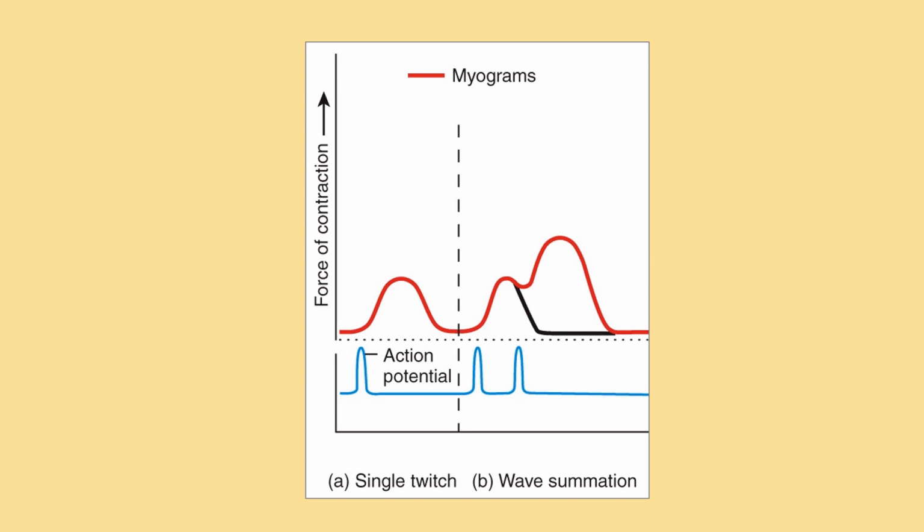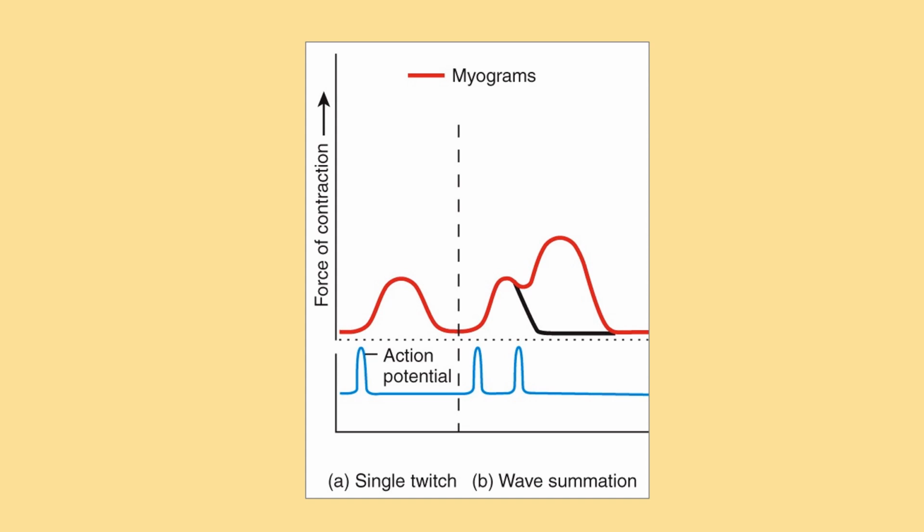So we're looking at a similar graph here. Let's check out our axes. On the vertical axis is force of contraction or muscle tension. It's totally fine to think about it either way. And on the horizontal axis, we have time. Even though it's not labeled, we know that that's time.